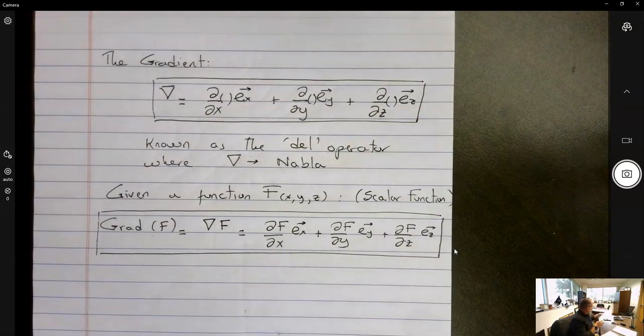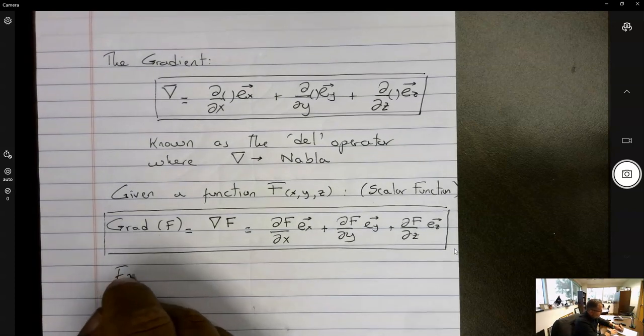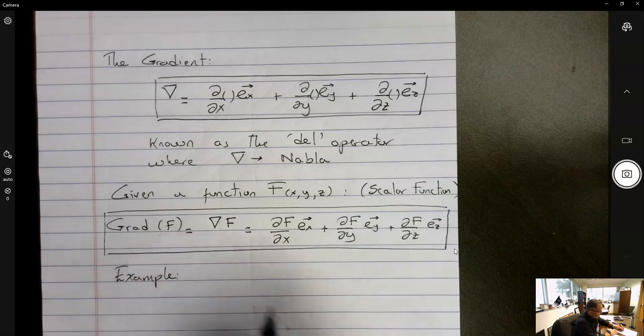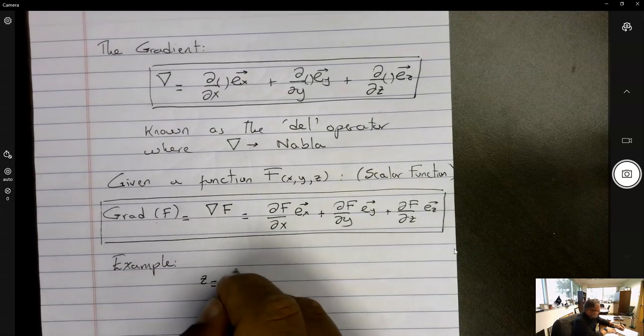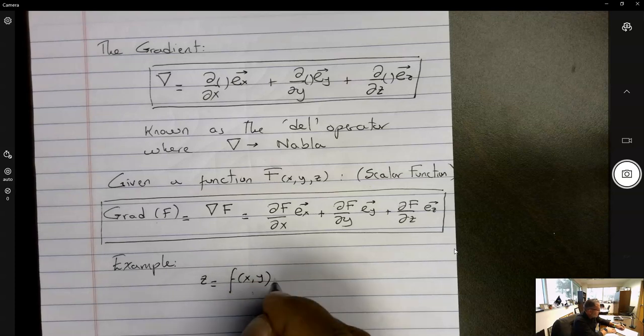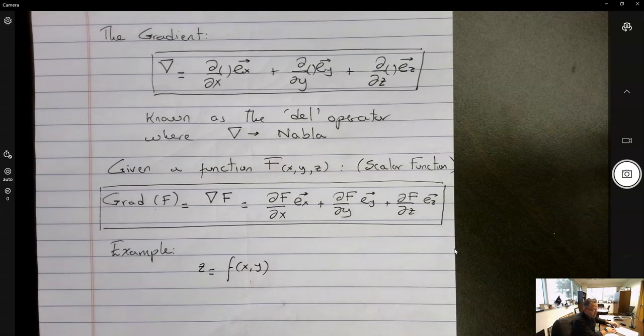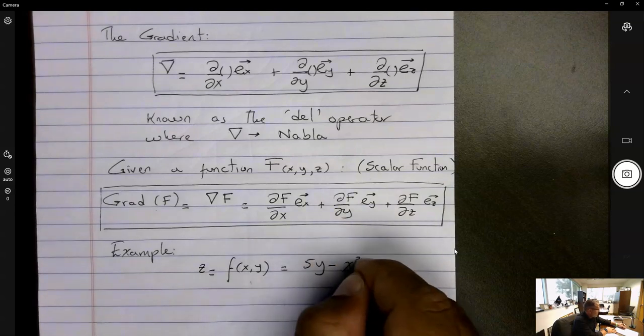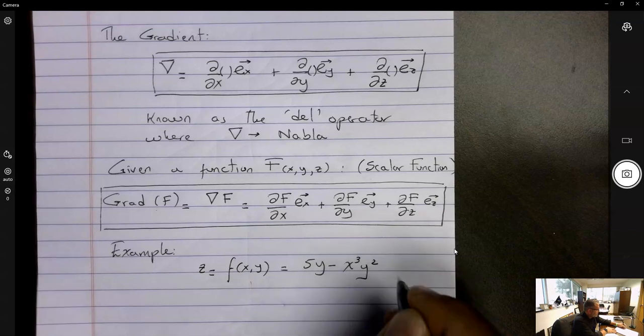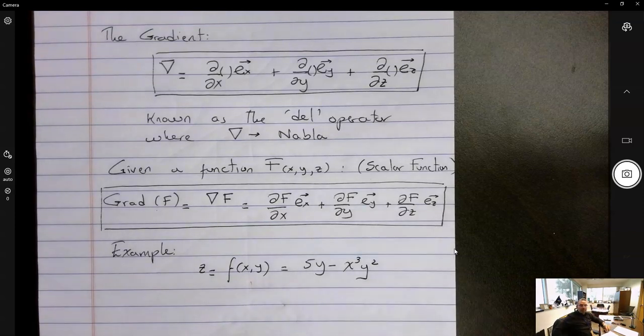So let's look at an example of these. Let's say that, again, we have a function z of f of x and y. Again, we're back to a function of 2 variables. And this is a scalar function defined by this polynomial. Okay, 5y minus x cubed y squared. What does that mean? Nothing. It's just a mathematical construct.